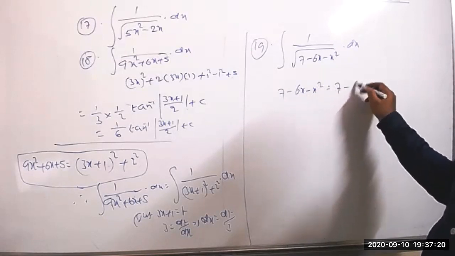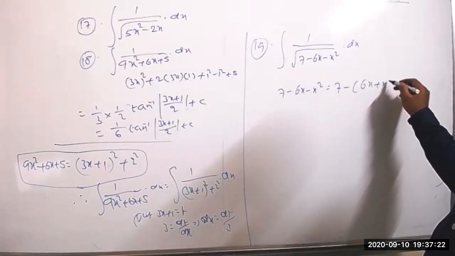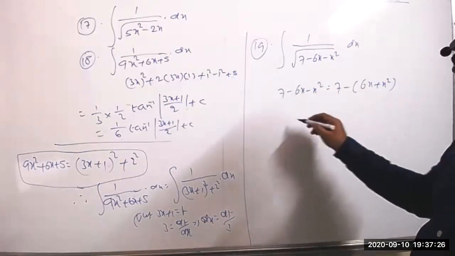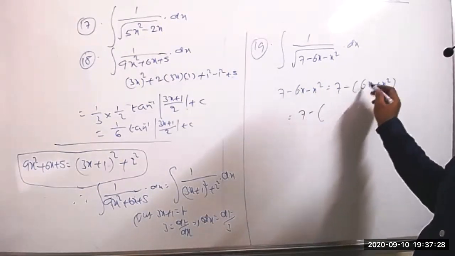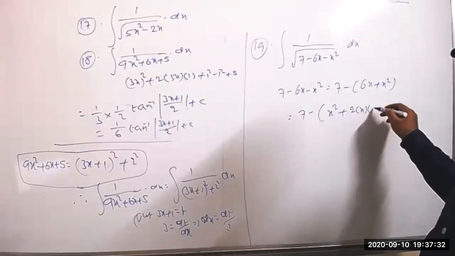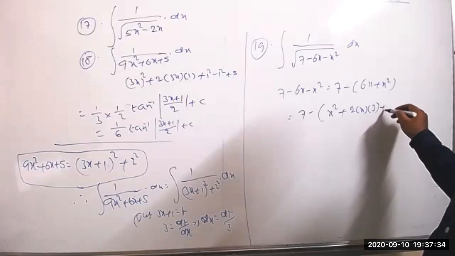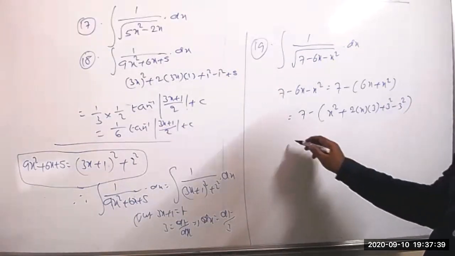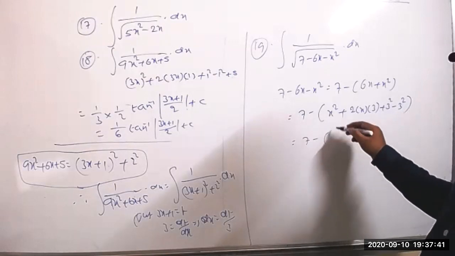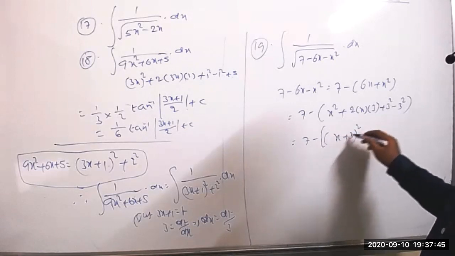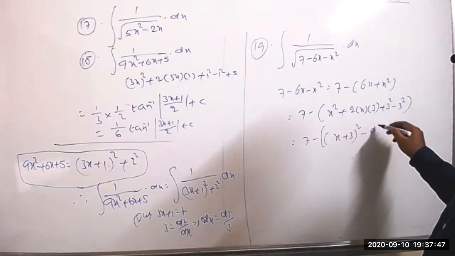Equal to 7 minus of 6x plus x square you can write. Then convert this one into a plus b whole square because it's the positive value. So 7 minus of x square plus 2 into x into the value of b, clearly 3, so plus 3 square minus 3 square. That's all. So 7 minus of (x plus 3) whole square minus 9.